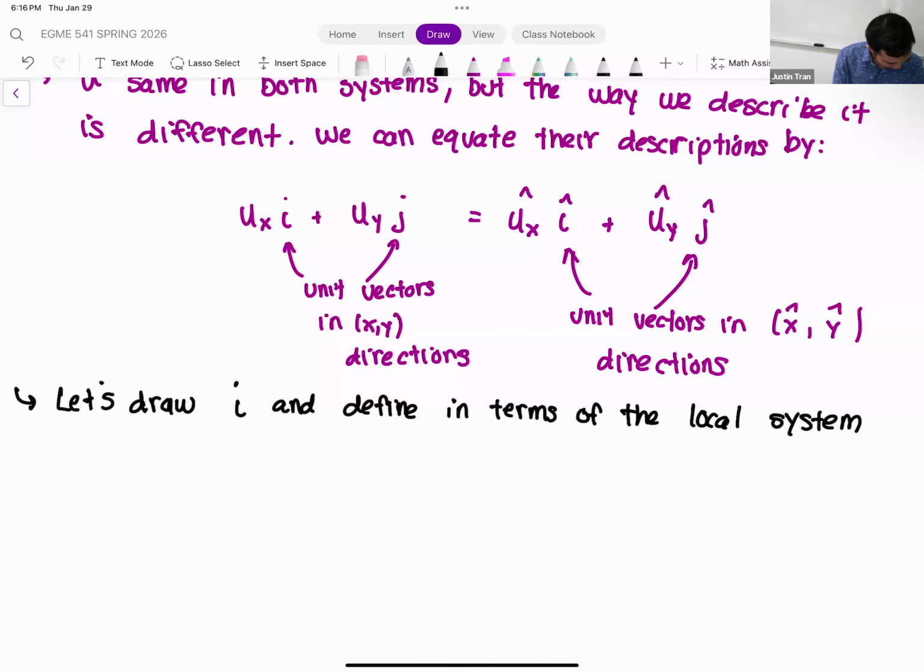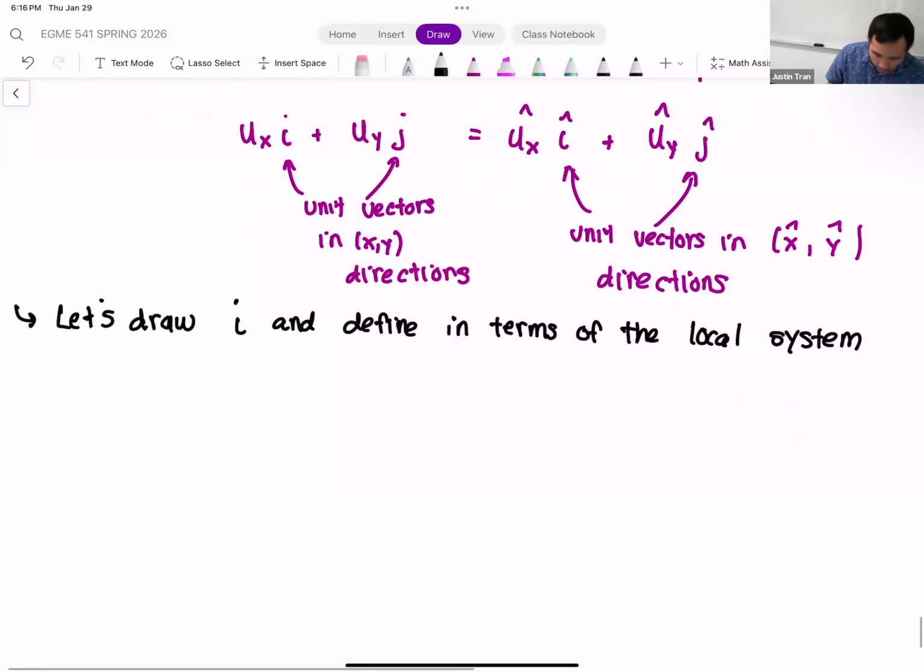All right, so the I vector is the unit vector in the stationary x direction. So it's just going to be a horizontal vector here. Let me give it a little bit more space. So this is I, a unit vector, so we know that the length of this vector is just 1.